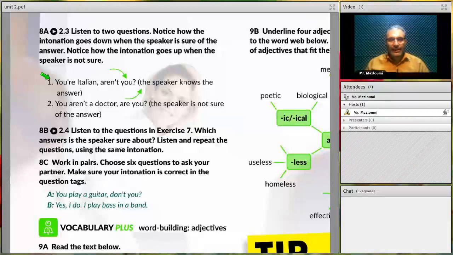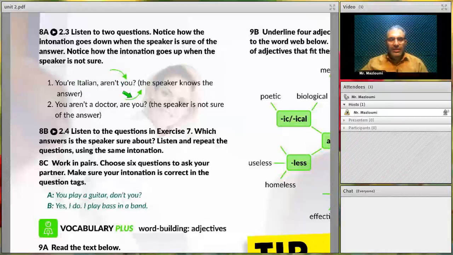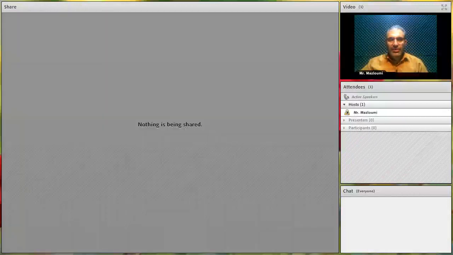On the other hand, however, if I'm not sure about the answer and I really mean it, that is, I'm asking a real question, I use rising intonation. For example, you aren't a doctor, are you? Or the meeting is on Monday, isn't it? So, falling intonation means I'm not asking a question. Rising intonation means I'm asking a real question.